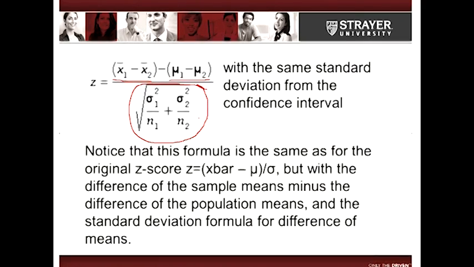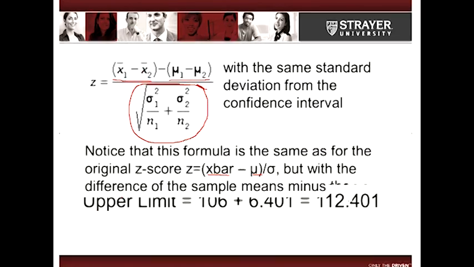mu over the standard deviation, but the difference here is that it's the difference of the sample means minus the difference of the population means, instead of just an individual sample mean minus an individual population mean. So our problems have become much larger. This is a kind of long and complicated calculation. And the standard deviation formula, of course, is from the difference of the means. This is the one we just used a minute ago.